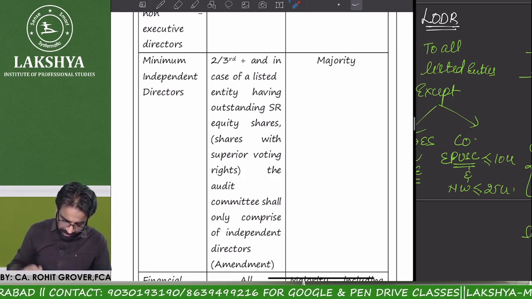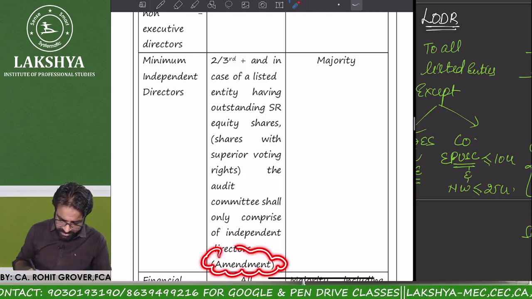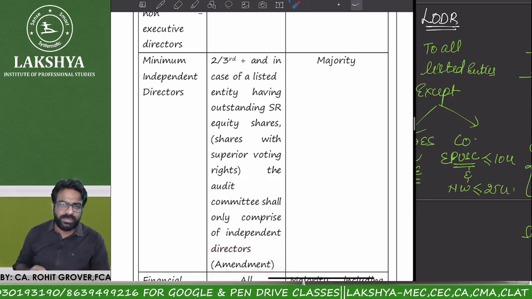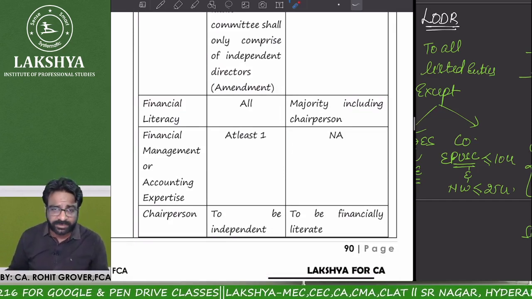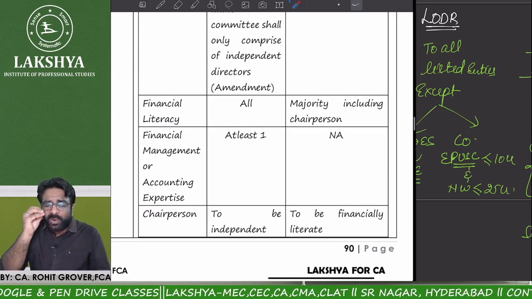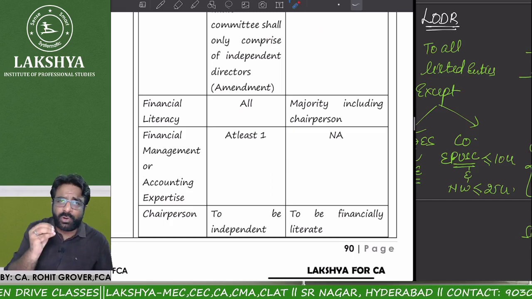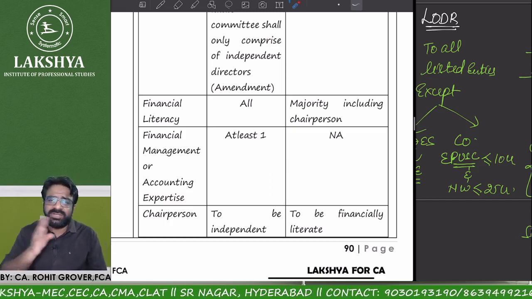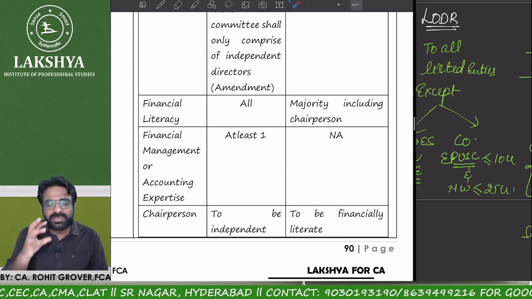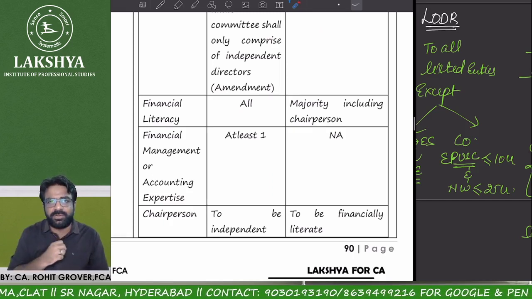This is a small amendment. I told you, so many amendments are there in this particular topic. I hope we all understood. Next, listen to this very carefully. When an audit committee is being incorporated in the company, whether a non-listed company or a listed company, do we want the members to be financially literate or not?